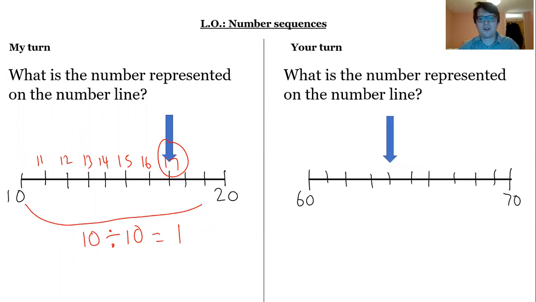So your turn now. Have a go. Do the same thing. So we've got 60 to 70. That's a difference of 10. What are we dividing by? How many parts are there? And then can you work out what the arrow is pointing at? So pause the video, come back when you're done.